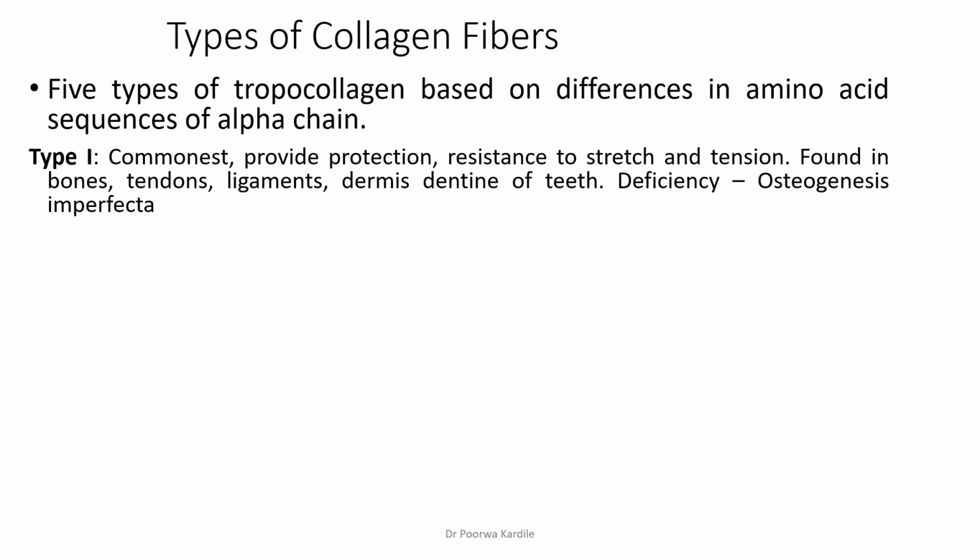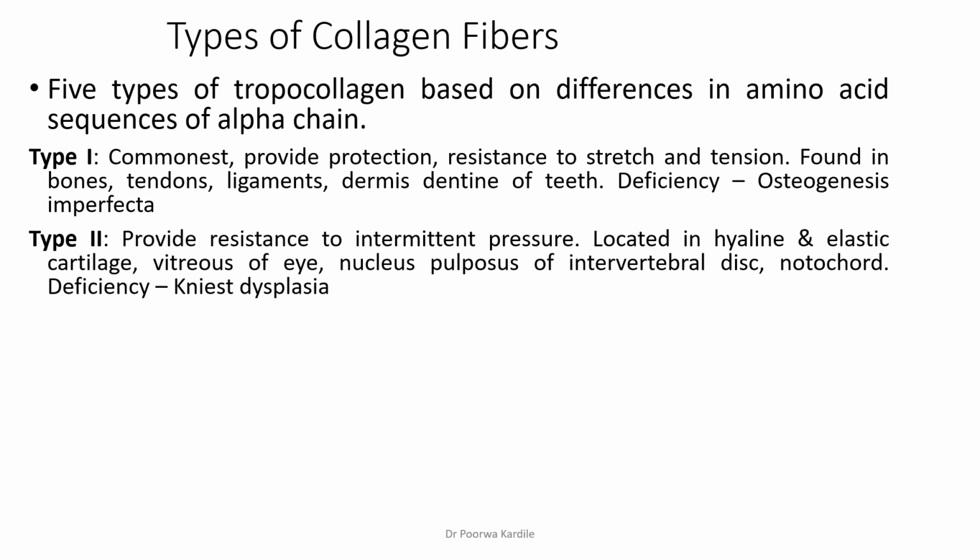So type 1 collagen fibers are the most common variety of fibers, and mostly they are found in bones, tendons, ligaments, dentin of the teeth, dermis. And if there is deficiency of type 1 collagen fibers, it leads to osteogenesis imperfecta. The type 2 collagen fibers are located in hyaline and elastic cartilage. They are also seen in the vitreous of the eye and nucleus pulposus and notochord. So if there is deficiency of type 2 fibers, it leads to kniest dysplasia.